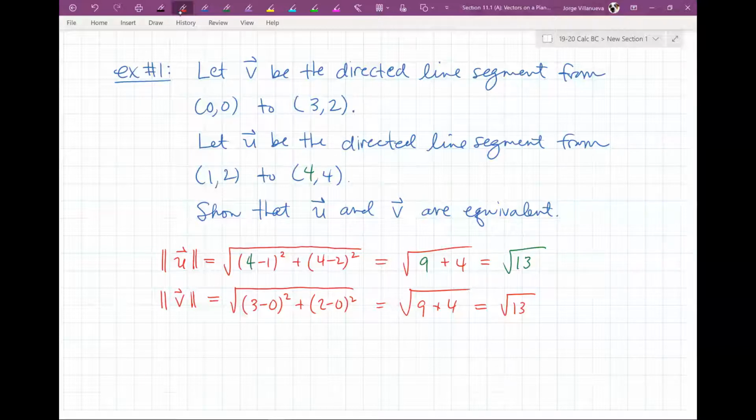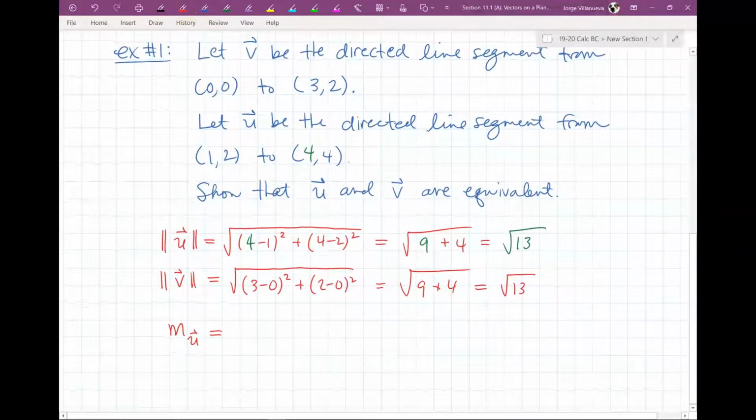Now I got to show that they're going in the same direction. To check direction between 2 points, you can always use slope. And if the slope matches, that means that they're going in the same direction, right? They're making the same angle. So let's find the slope for u. So I'm going to find slope for vector u. And then we'll find the slope for vector v. Okay? The slope for vector u is going to be 4 minus 1 over 4 minus 2. So that's 3/2.